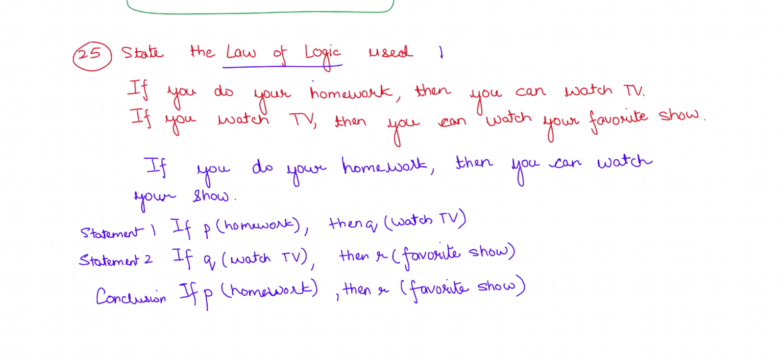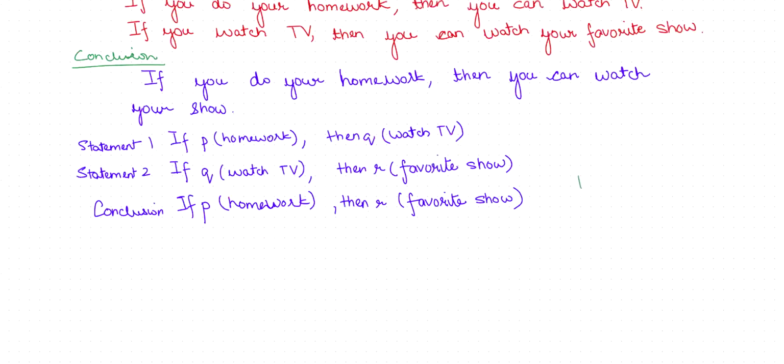So in this question, we had to find the law of logic used. If you do homework, you can watch TV. If you watch TV, then you can watch your favorite show. And this is the conclusion. So if you do your homework, then you can watch your show. So statement one was if P then Q, then if Q then R, and the conclusion is if P, homework, then R, the favorite show. So we can say that here the law of syllogism was used.